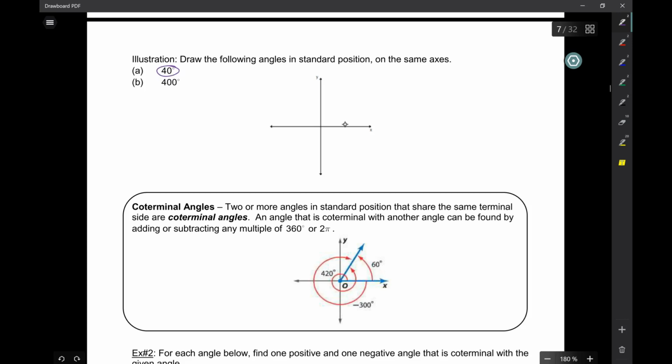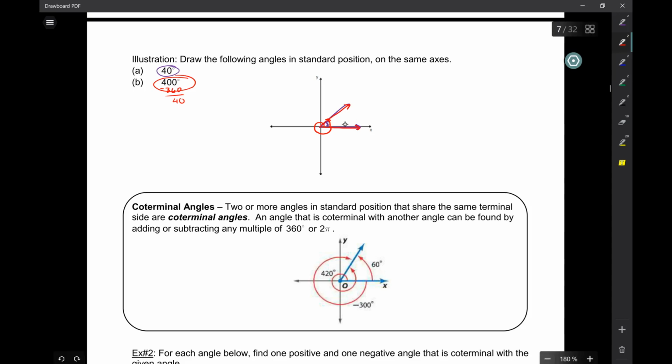All right, so first I'm going to draw this 40-degree angle. Boom. Okay. Good enough. Next, I'm going to draw in red the 400-degree angle. Here we go. All right. And 360. Okay. How much more do I need to go? 40 more. And right there. Oh my. What do you notice?